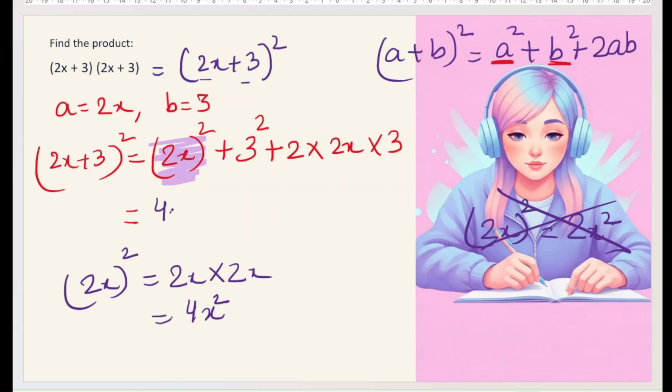So here what will come? 4x square plus 3 square, 3 into 3, 9. Correct. Plus, so 2 into 2 is 4, 4 3s are 12. So plus 12x. That is your answer. Okay.